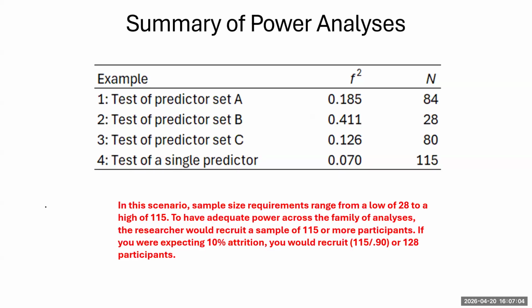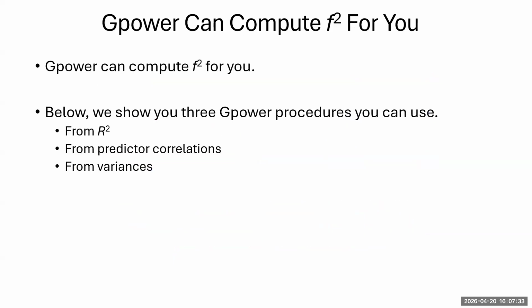So here's a summary of the power analyses that I just walked you through, examples 1 through 4 with F squared and N tabulated. We can see here that our sample size requirements range from a low of 28 to a high of 115. And when you're doing these kinds of analyses in the study planning phase and you've got a set of related analyses, you would just take the sample size that is the maximum to ensure that you're adequately powered across the full set of analyses.